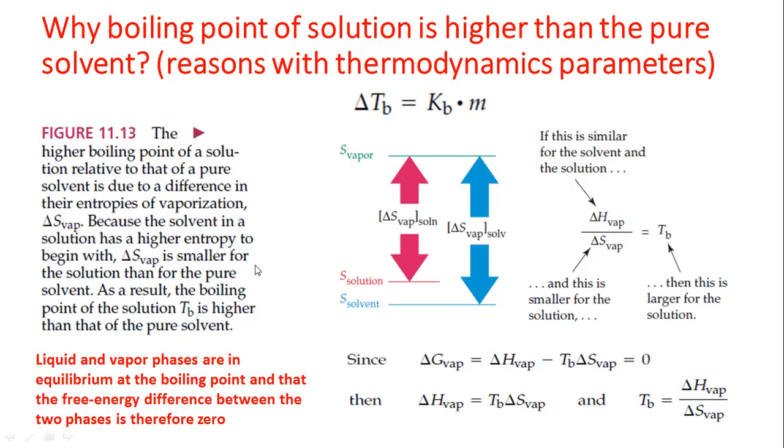Now in this slide, I will explain the reason behind this, why the thermodynamic parameters help us give the reason for the elevation of the boiling point. There are three main thermodynamic parameters: the change in free energy, the change in enthalpy, and the change in entropy. Here we are considering the change in free energy of vaporization, the enthalpy of vaporization, and the entropy of vaporization, because this is the boiling point. That means the solution or the solvent is boiled, so the state changes from liquid to vapor. That's why these are called vaporization. All these thermodynamic changes are the free energy, enthalpy, and entropy of vaporization.